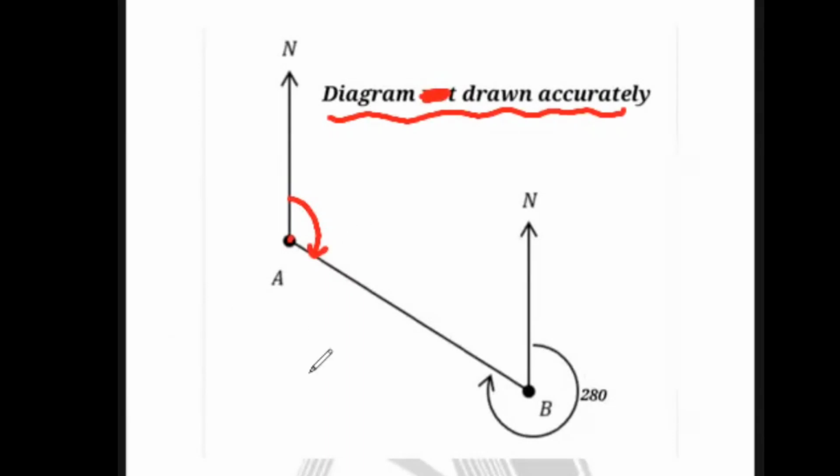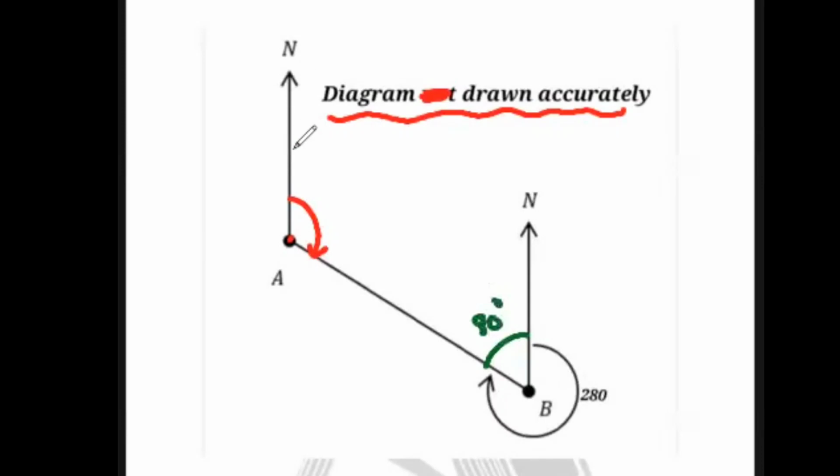To measure this, we can use parallel line properties. This whole is 280. If this whole is 280, this is going to be 360 minus 280. Why? Because we know this whole circle is actually 360 degrees. So this particular angle will be 360 minus 280, which is 80 degrees.